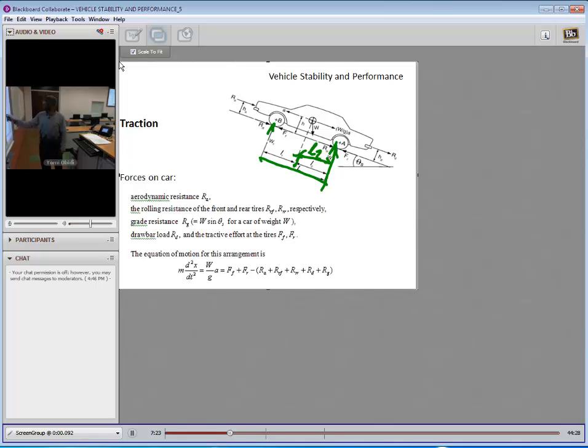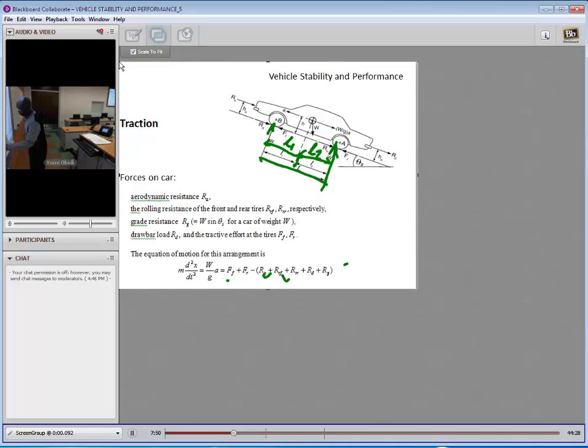And from the center of gravity to the front wheel we'll call L1. Those are the parameters that we're using in establishing our equation of motion. This dynamic equation we have for this arrangement is m, mass, times the acceleration, m d squared x dt squared, is the sum of all these terms that we have expressed.